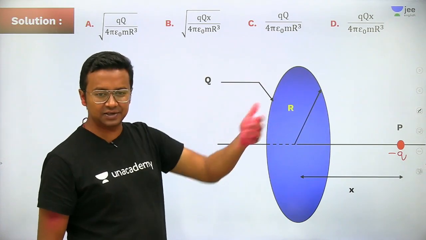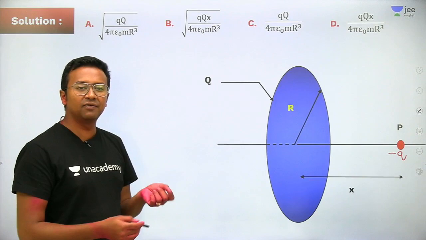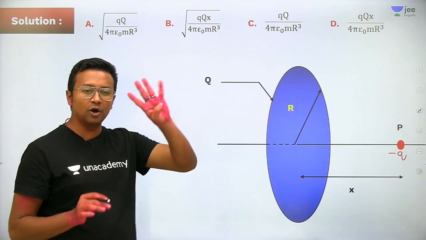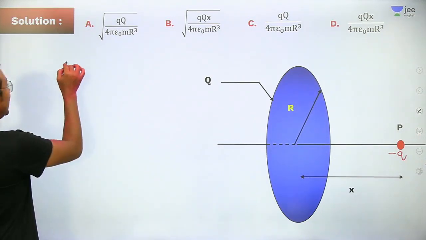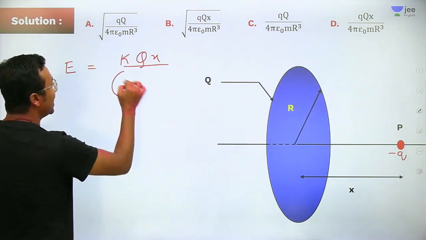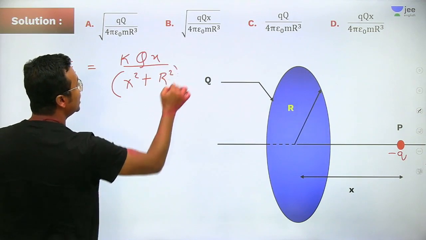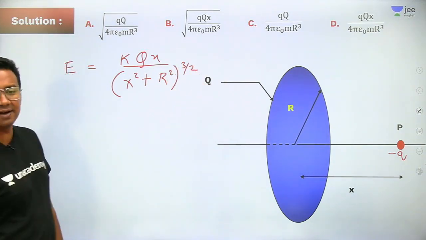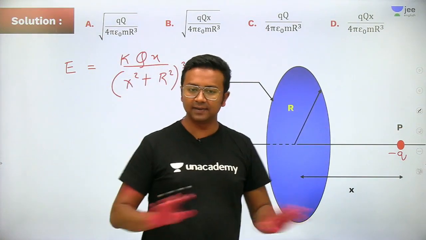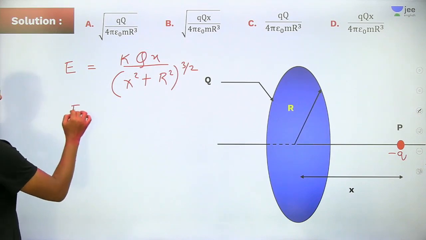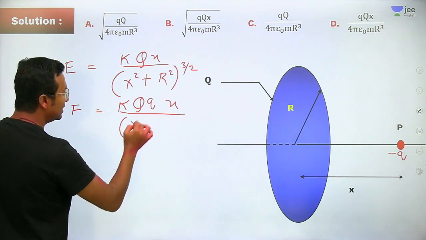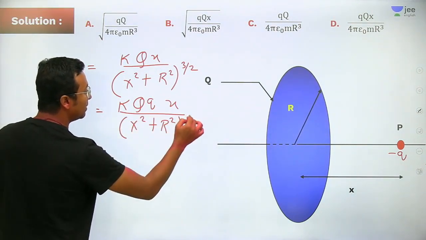See, you need to know these expressions for your examinations. What is the electric field due to a circular ring, due to a disc, due to a rod? Now these should be on your fingertips. Clear? So electric field is equal to KQx divided by (x square plus r square) to the power 3 by 2. This is the value of the electric field due to a ring on its axis. Clear? So what should be the force? The force will be KQqx divided by (x square plus r square) to the power 3 by 2.